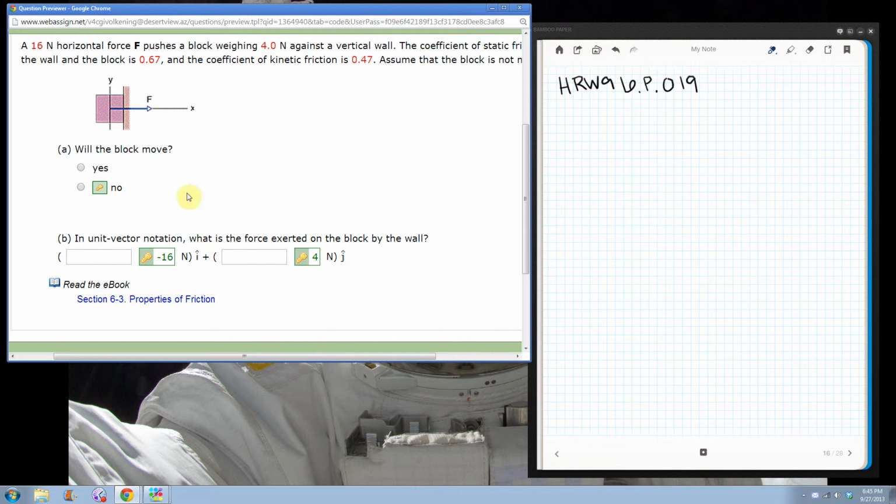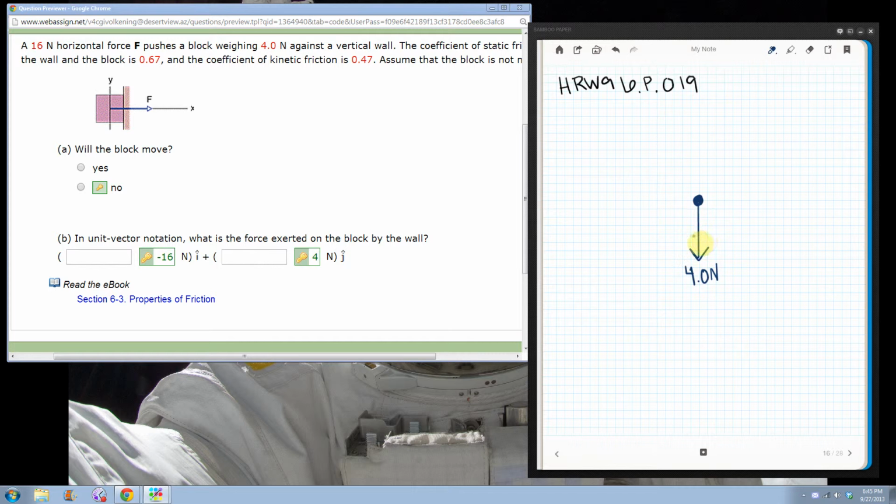Okay, so let's draw a free body diagram to get us started. Here's my block. Now it says it weighs a certain amount. That means they're not giving you the mass, they're just giving you how much it weighs. So that's the force of gravity pre-made for us. Weighs 4 newtons. That's for me. You're going to have a different number.